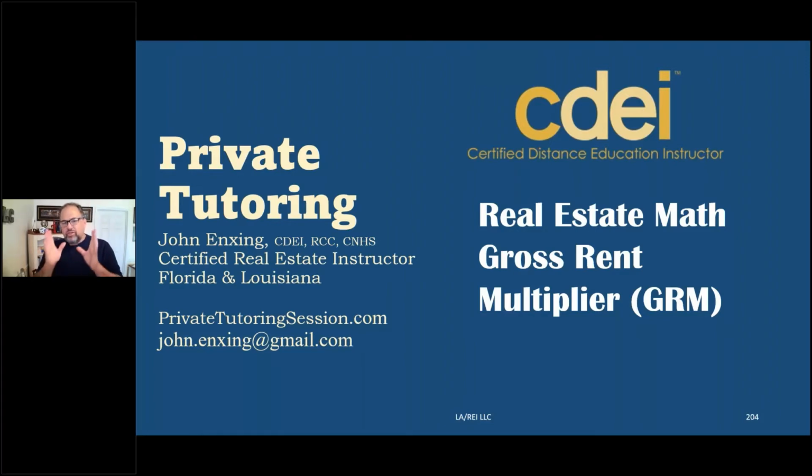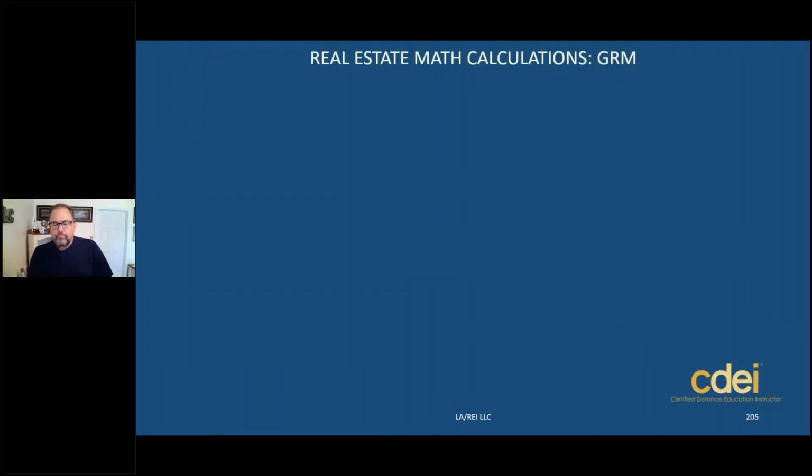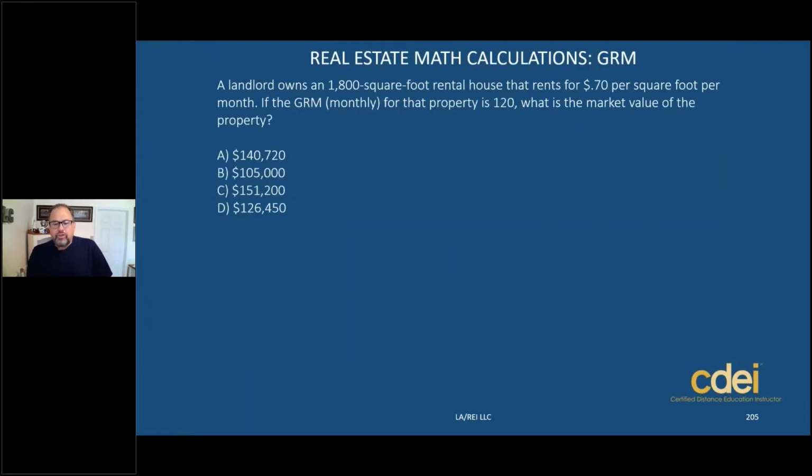Real estate math, we're going to talk about GRM, or gross rent multiplier. Now, you may get a similar problem like this on the state exam, okay? And basically, it gives you the square footage of the home, and then it tells you 70 cents per square foot. And then it gives you a GRM of 120, and it's asking you, what is the value of this home?